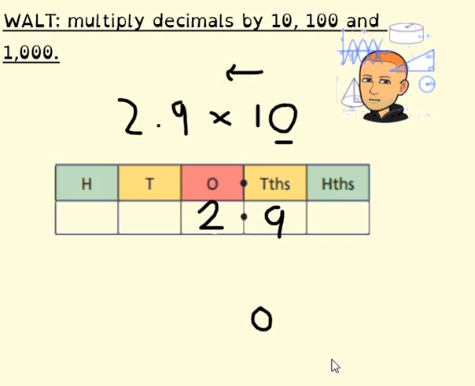Now, it's all well and good if I'm timesing a whole number by 10, 100, and 1,000. Yes, the rule does work. So if I was doing, for example, 3 times 10, it would be 30. If I was doing 15 times 10, it'd be 150, adding the 0.